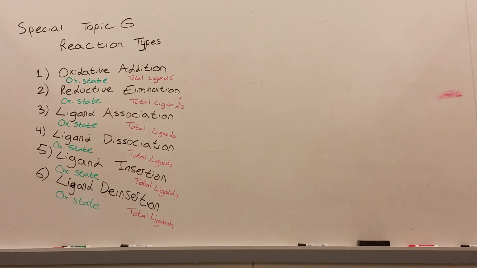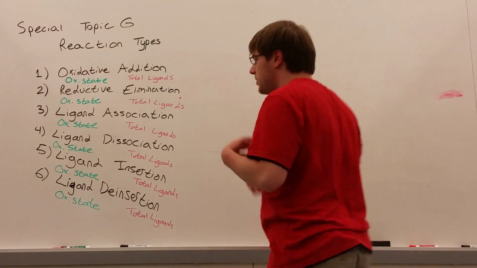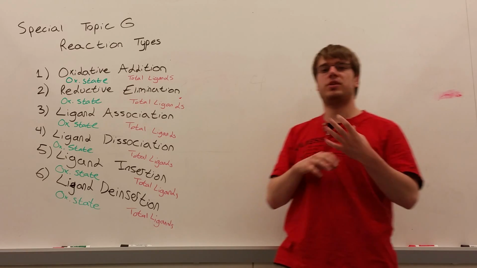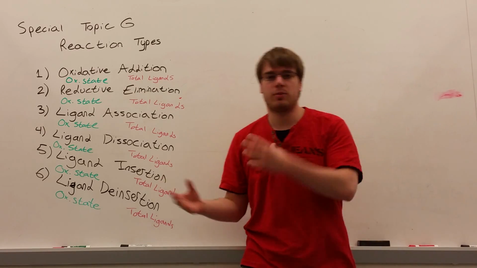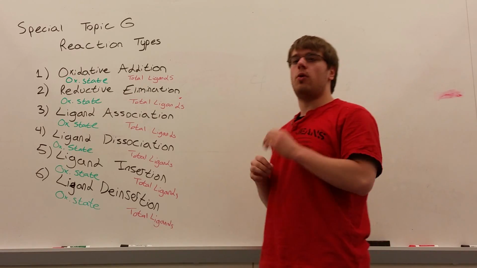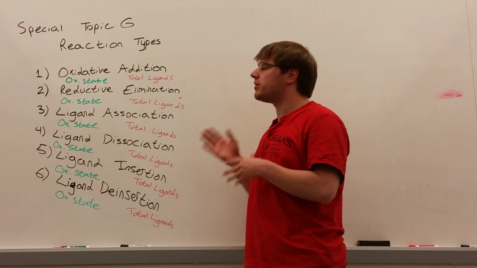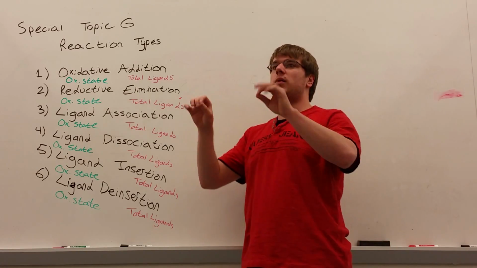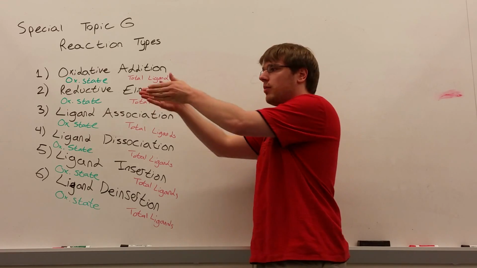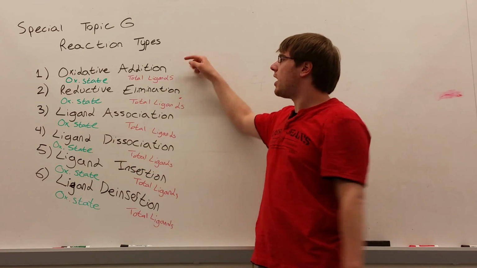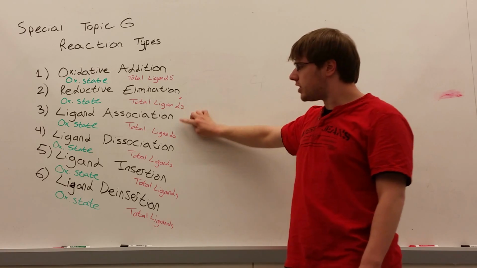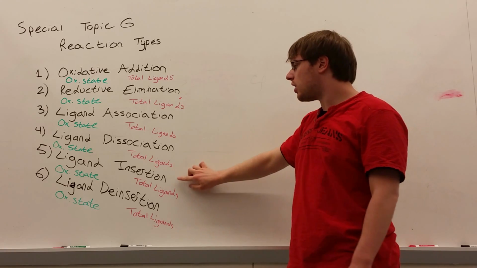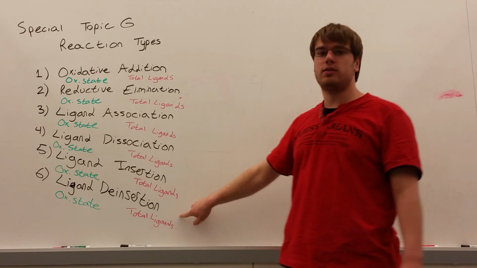So the last part of special topic G comes down to being able to identify 6 fundamental reaction types in a given mechanism of these organometallic reactions. Now, again, you don't have to know the actual mechanisms of these reactions, but if we give you a step where you have reactants, something over the arrow, a product, you should be able to identify it as either oxidative addition, reductive elimination, ligand association, ligand dissociation, ligand insertion, or ligand deinsertion.